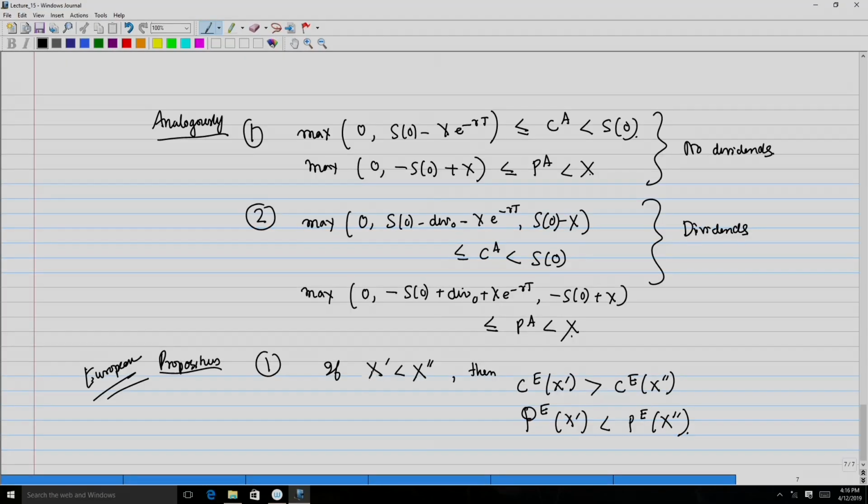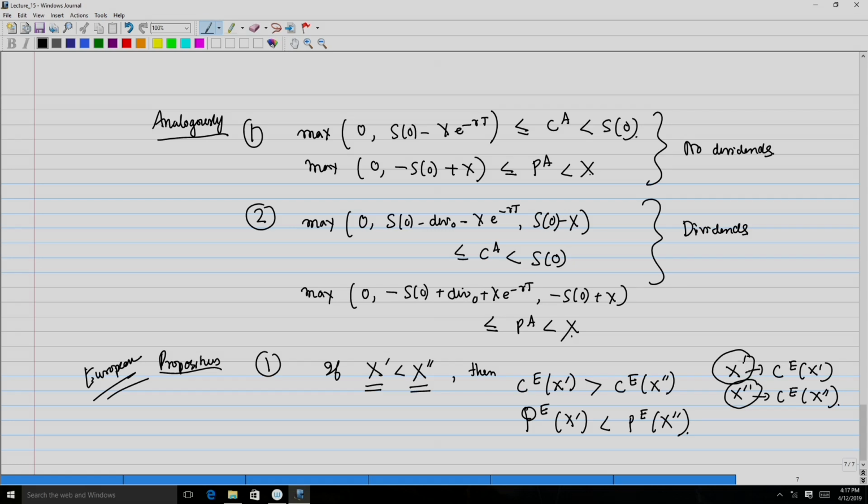See, for example, here you have x prime, which is a strike price, and which is less than x double prime. That means the price of an option with the strike price x prime, for the call option, is C e of x prime, and for x double prime this is going to be C e of x double prime. Now, what happens is that when x prime is less than x double prime, it gives the holder of the European call option the right to purchase the underlying asset for a price x prime.